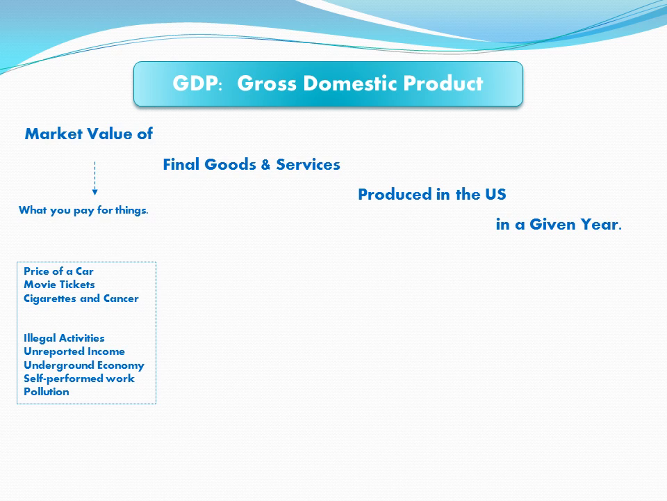Self-performed work. If you clean your house, that's just part of your work. It doesn't have a market value, but if you hire someone to clean the house, then that's generating income and employment, so that's part of GDP.